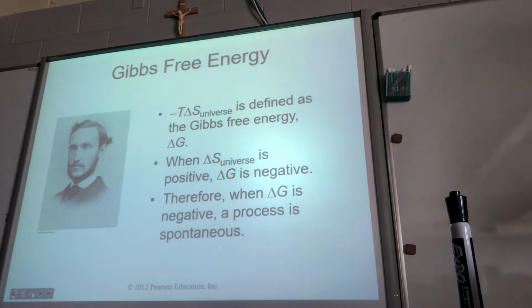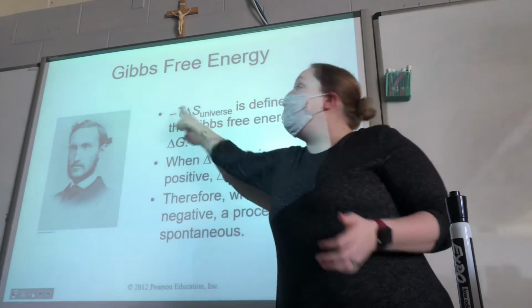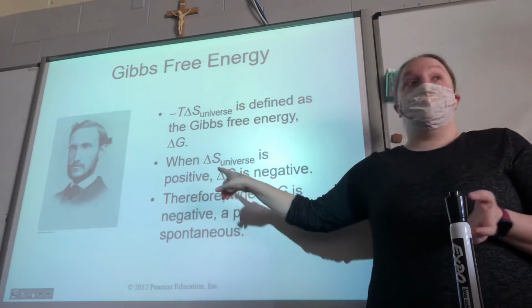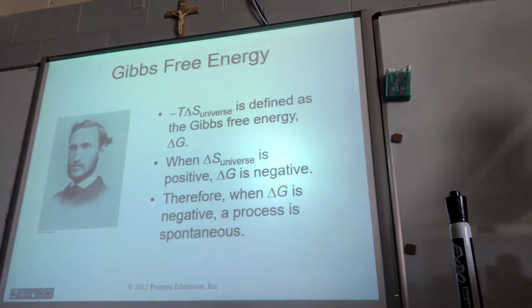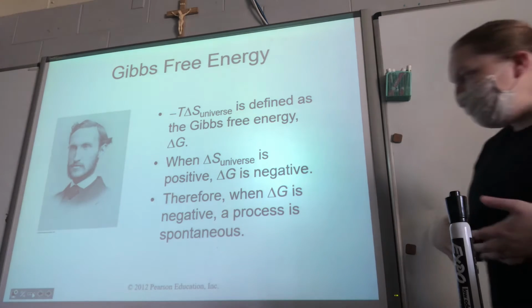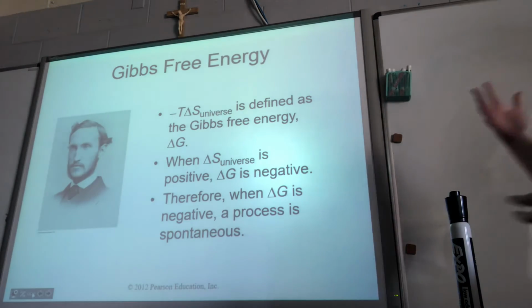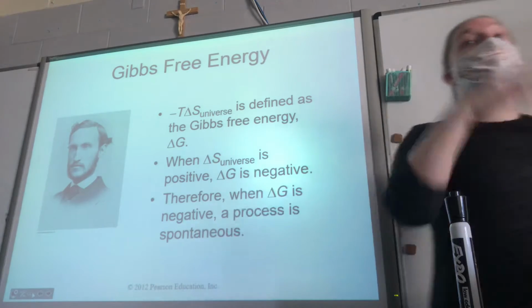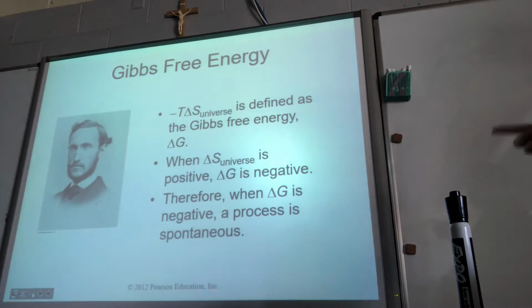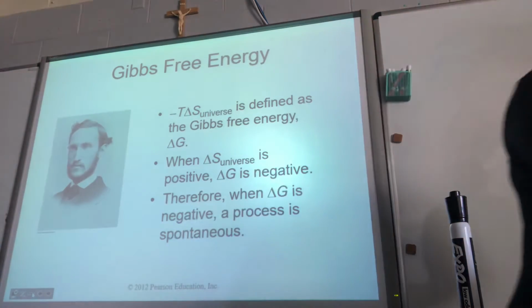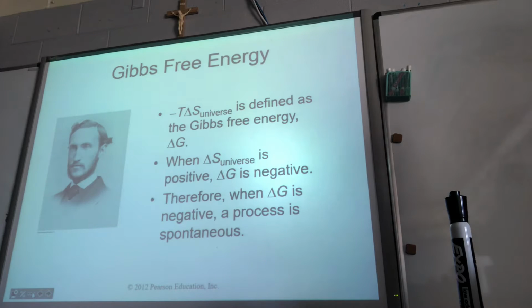What we're going to talk about next is how we're going to use that negative T times that delta S of the universe, this unknown quantity, and we're going to abbreviate it as delta G. That's exactly what's going to happen here. And then we're going to interpret what that value means. So when entropy is positive, like it should be, delta G should be negative. Okay, the number that comes out should be negative. And that tells us, when delta G is negative, that a process is spontaneous. It'll happen without our input.